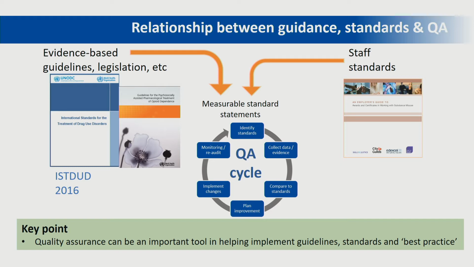But we've also got things like the staff standards, the professional qualifications, do people get supervised properly, etc. And all of that can come together in a quality assurance system that can articulate standards and criteria into statements that we can then identify the standards, collect data and evidence against the standards, compare practice to the standards, where we're not meeting the standard, plan to improve, implement changes using evidence-based methodologies, and then re-monitor and audit and then keep going round that circle. We need to get that quality improvement cycle in every service.